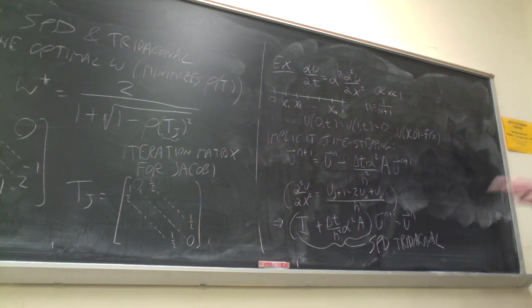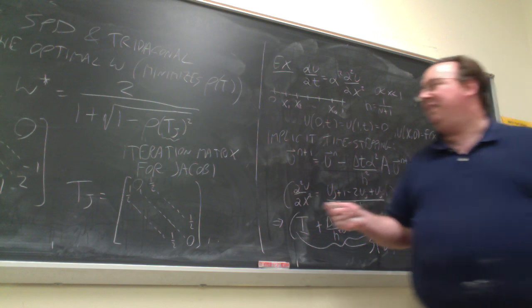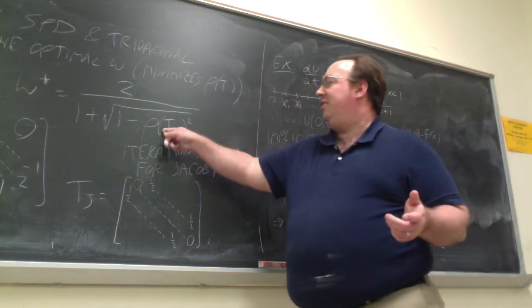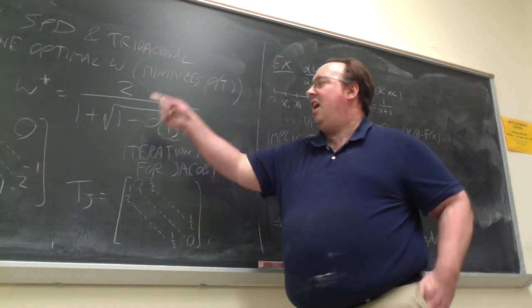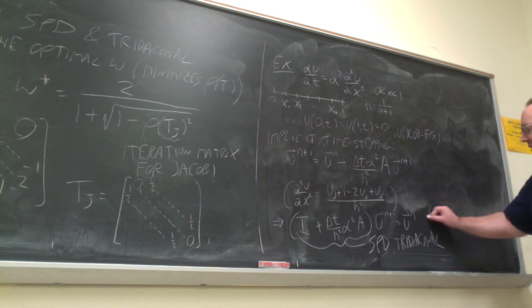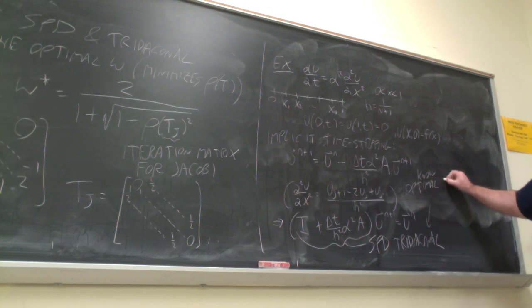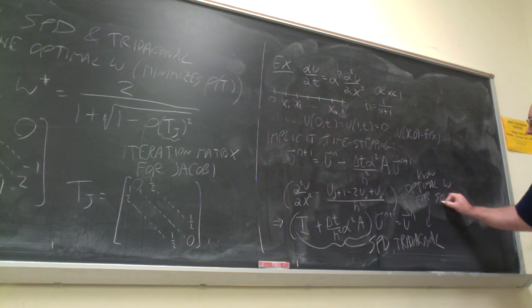And for this problem, we can use SOR. Since the eigenvalues of this matrix can be computed, I haven't told you the formula, but there is a formula. We can compute the optimal value of omega for SOR. So we know the optimal omega for SOR for this kind of problem, just because we're solving a system involving a symmetric positive definite tridiagonal matrix.